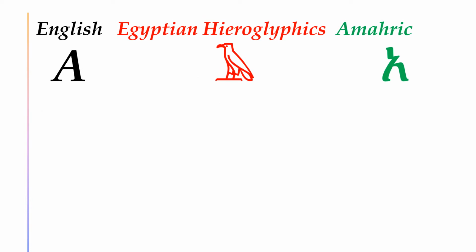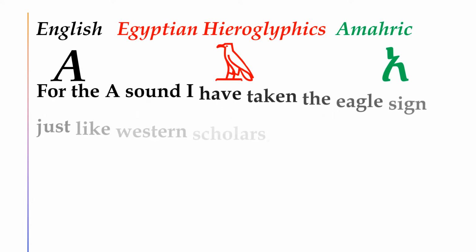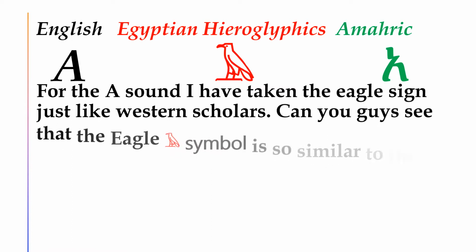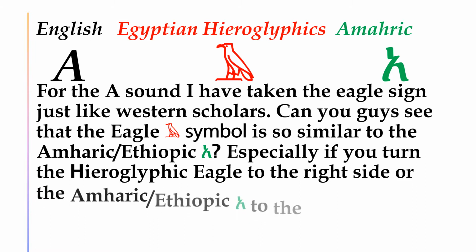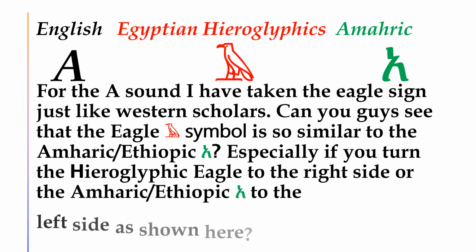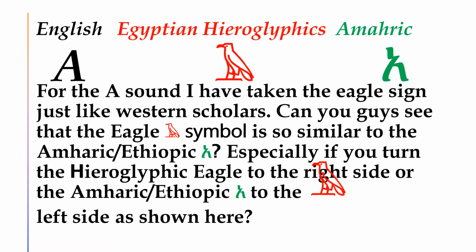The first sound is the A sound. And just like the Western scholars, I have taken the Egyptian hieroglyph, the eagle sign, which is represented in Amharic, as you can see also by that symbol. And if you turn the eagle to the right side or the Amharic alphabet to the left side, it looks so similar. As you can see, the Amharic, the upper side looks like a mouth or a beak of the eagle or something, and it has two legs just like the eagle, and it seems similar.